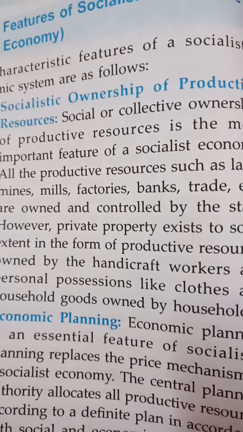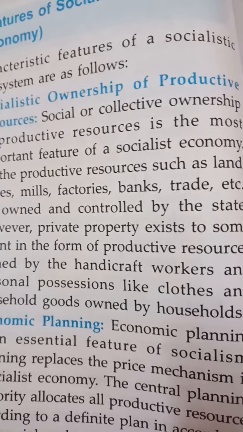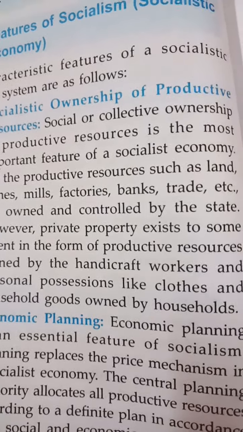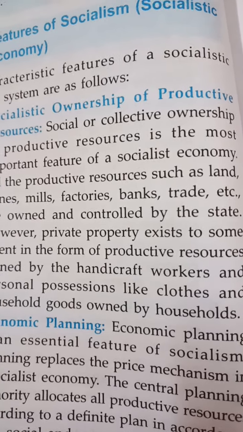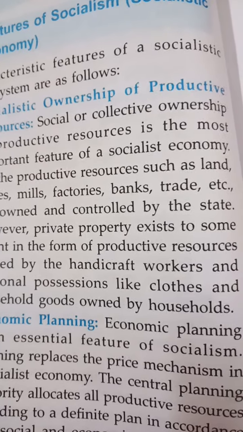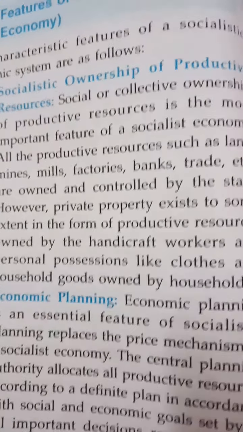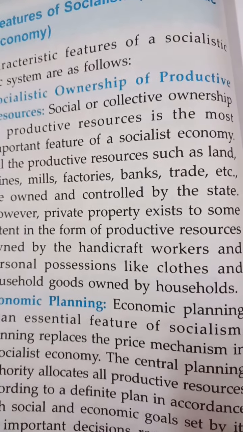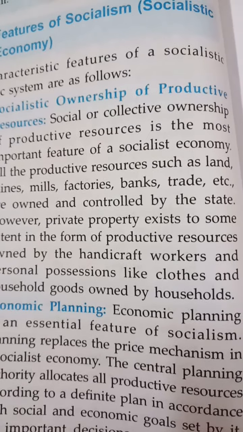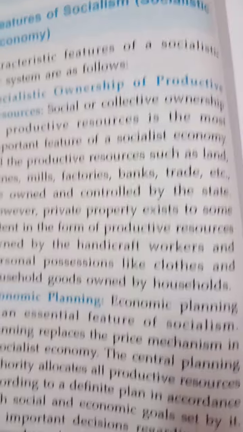Things like roads, buildings, factories or organizations are collectively owned by the entire community, the entire society. Nobody owns privately. No private ownership is here. There is no right of inheritance also. Nobody can inherit any property because property belonged to the government. Then how can a private individual inherit the property?